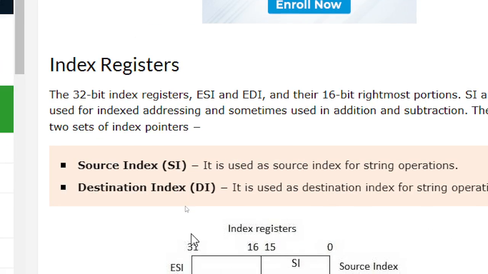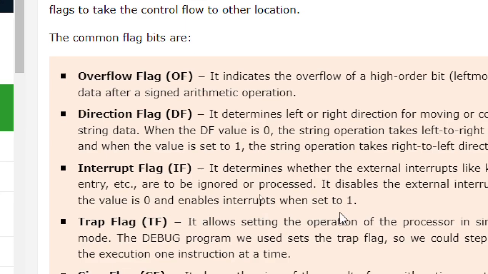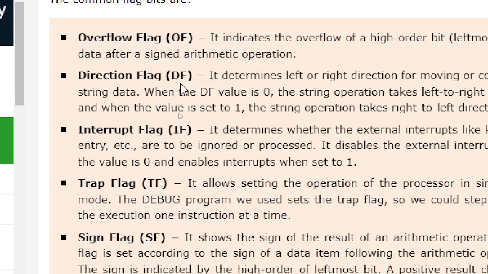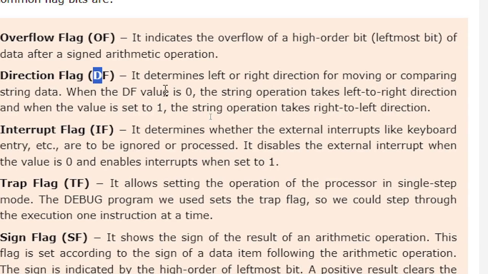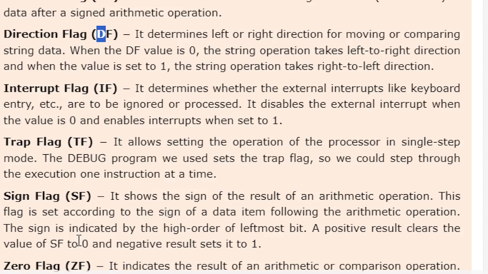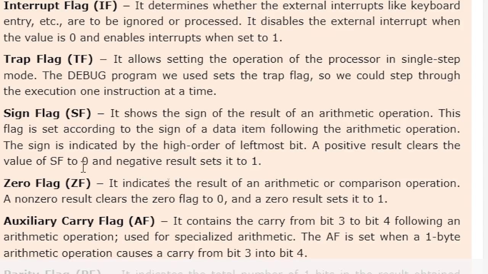Okay, so those are source index, destination index, from 0 to 15, 16 to 31, then the overflow flag. These are the overflow flag, the direction flag, string direction, and this one is the interrupt flag, trap flag, sign flag, if it is negative or positive, 0 for negative, set to 1. You read.